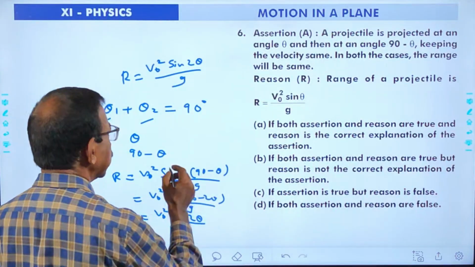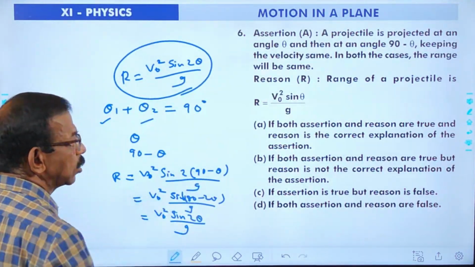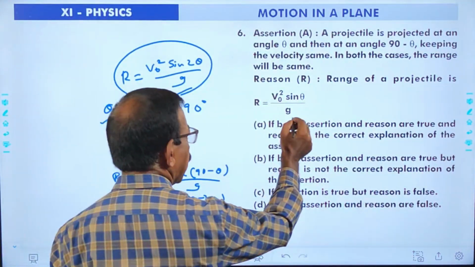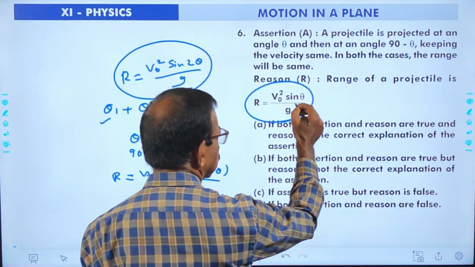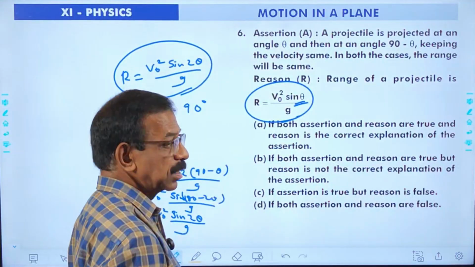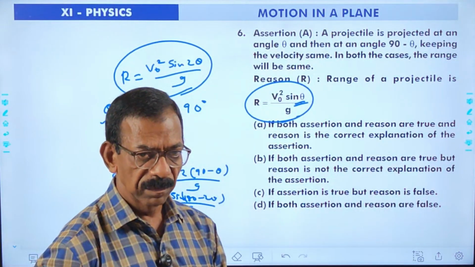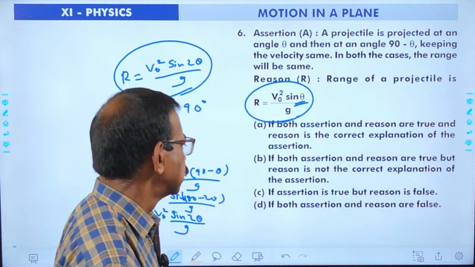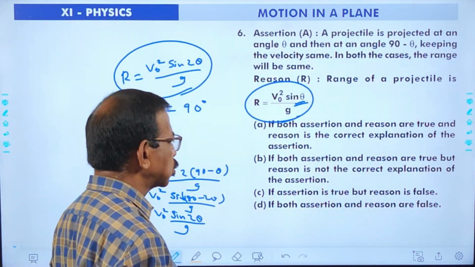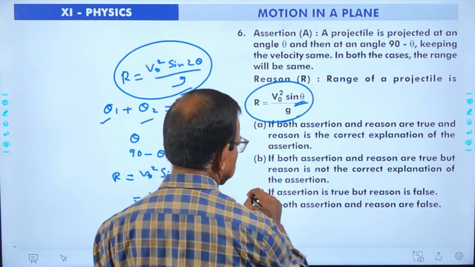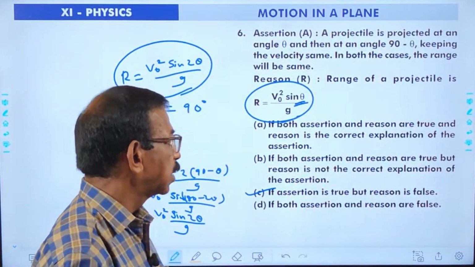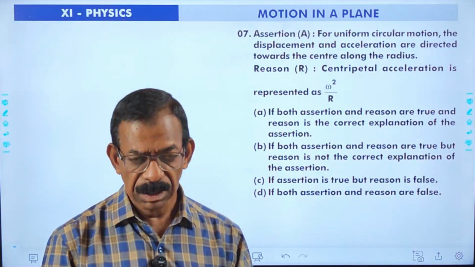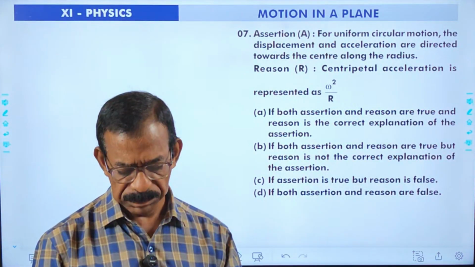But for this, the equation for range is to be v0 square sin 2 theta by g. But in the reason it is given that R equal to v0 square sin theta by g. Here, if it is v0 square sin 2 theta by g, it was correct. Hence, here the assertion is true, but the reason is false. Hence, the correct answer is to be option C. Assertion is true, but the reason is false. Question number 7 is also an assertion reason type question.